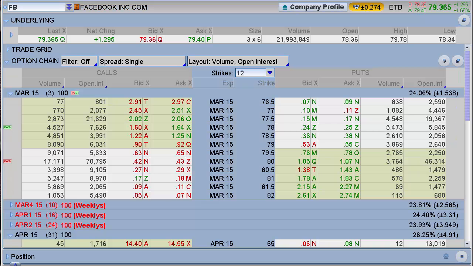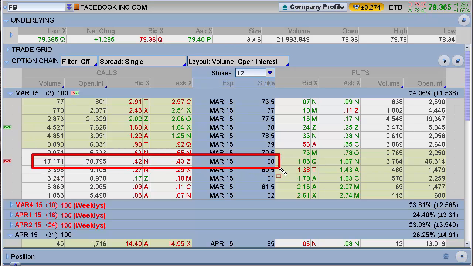is to look here at your option chain. If you followed yesterday's free video, we covered this concept in some detail, but it's based off the idea that as Facebook makes its ascent into this area, you'll notice that you have a huge chunk of open interest at the $80 calls.